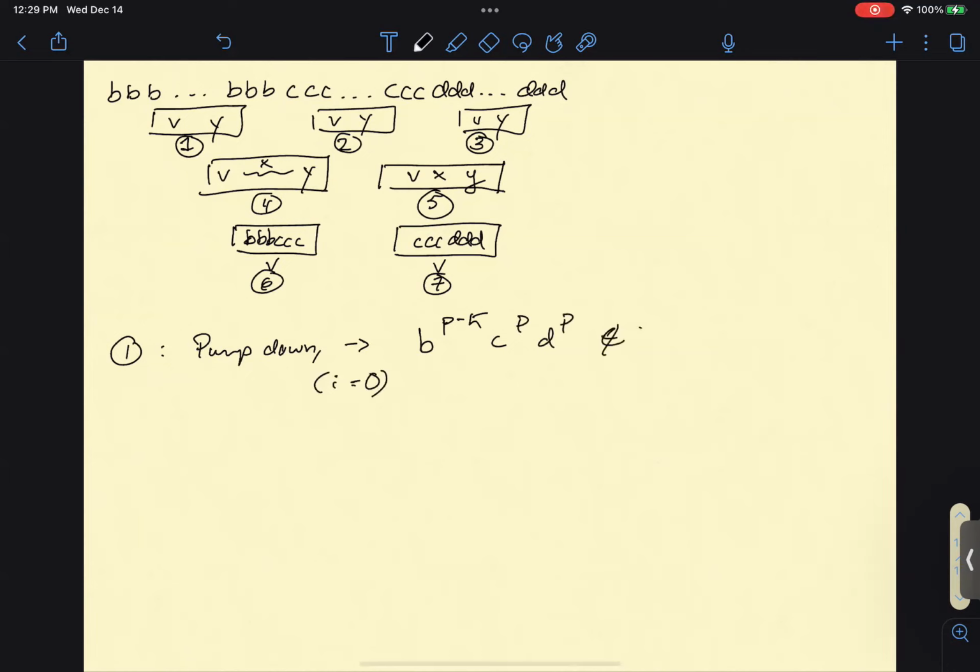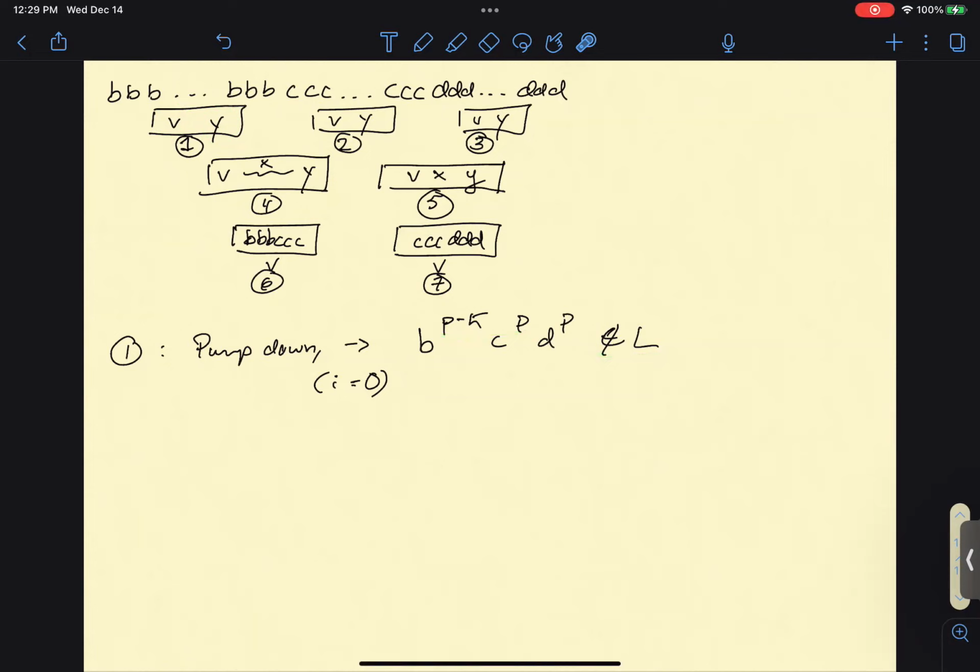But this is clearly not in the language, because the condition of the language is that the number of B's has to be greater or equal to the number of C's. But K here is non-zero, because the length of VY has to be non-zero. So you're pumping down by a non-zero length, and this does not respect the condition of the language. Yes, thank you, very good.